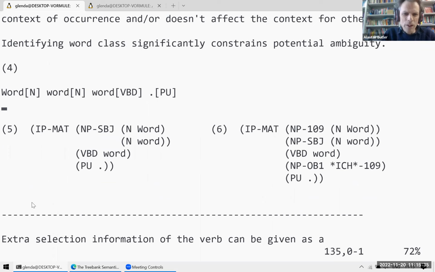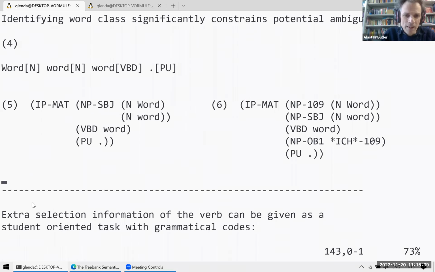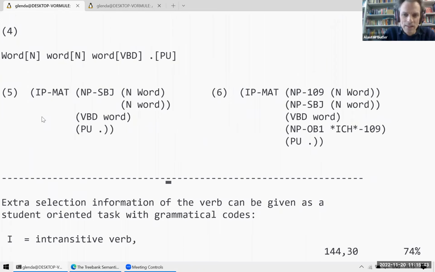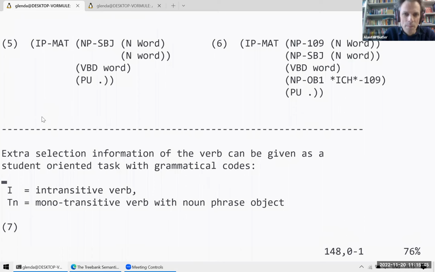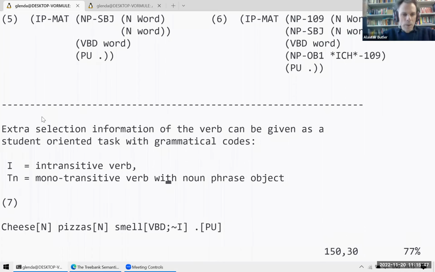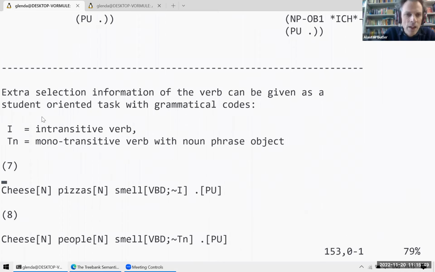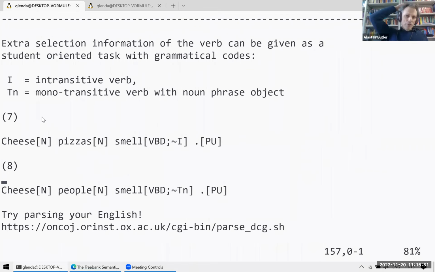I'd like much more disambiguation to be going on, because this is a very simple sentence, and obviously, if you look at longer sentences, the combinatorial explosion is going to massively increase. Okay, so the extra information that I want to be adding is these grammatical codes.